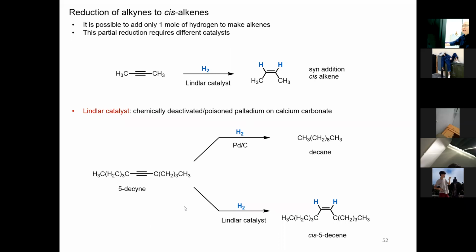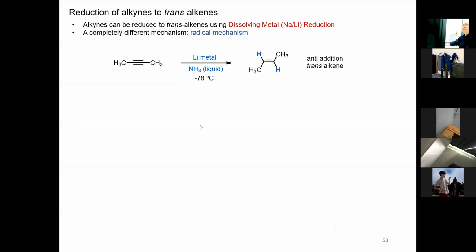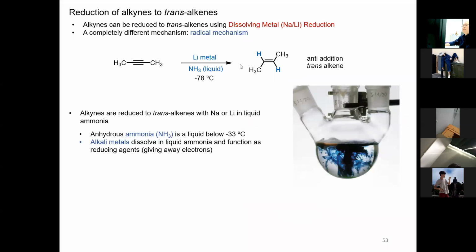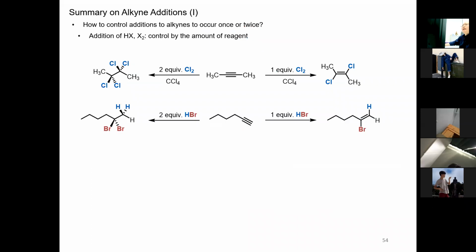All right. And then if you use normal hydrogenation, with palladium on carbon, it cannot stop at the alkene. It will only stop at the alkane. Keep that in mind in synthesis. Okay, this dissolving metal reduction gives trans. The mechanism is different. And so you can control the amount of reagent.